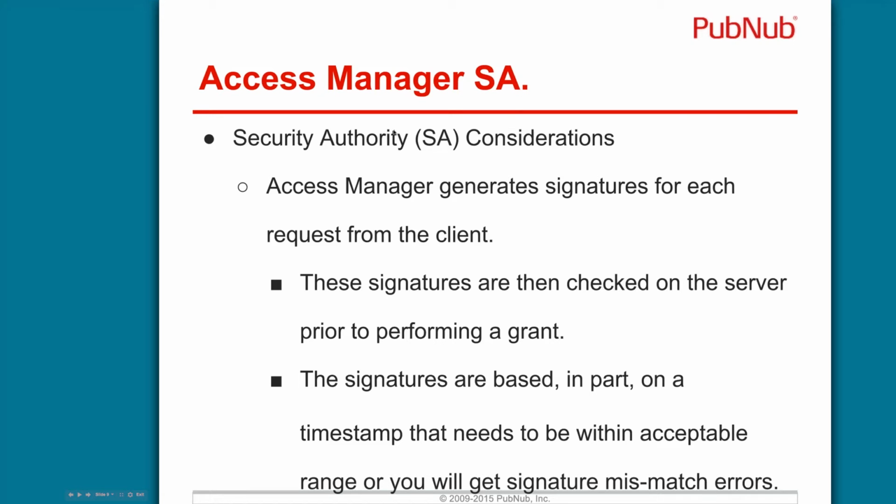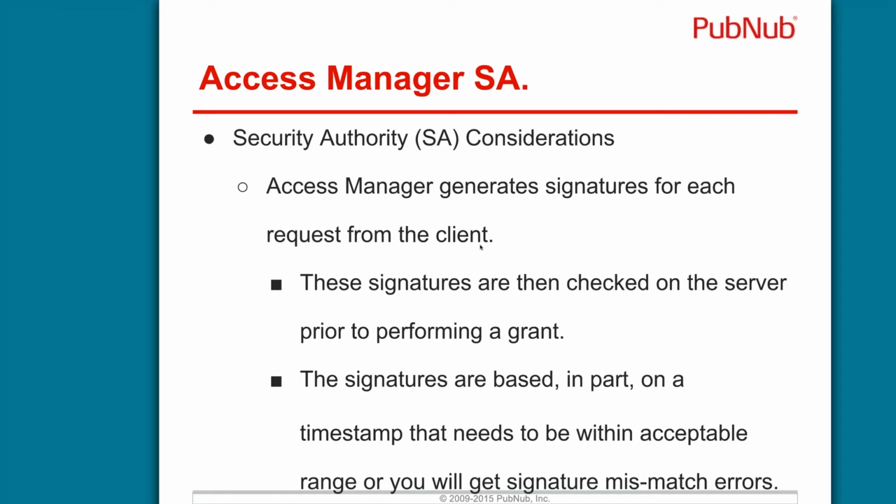Some considerations for a security authority. Access Manager generates signatures for each request from the client. Okay, meaning the SDK will actually take the arguments that are going to go to the PubNub infrastructure, put them together, and generate a signature. And that signature is sent along with each request that you make to Access Manager. Part of that signature is a timestamp. If your timestamp is not within a proper range with the server's timestamp, then you're going to get mismatched signatures.